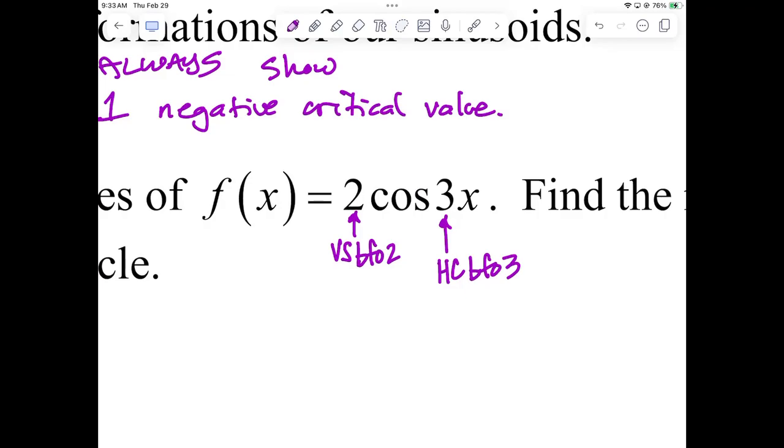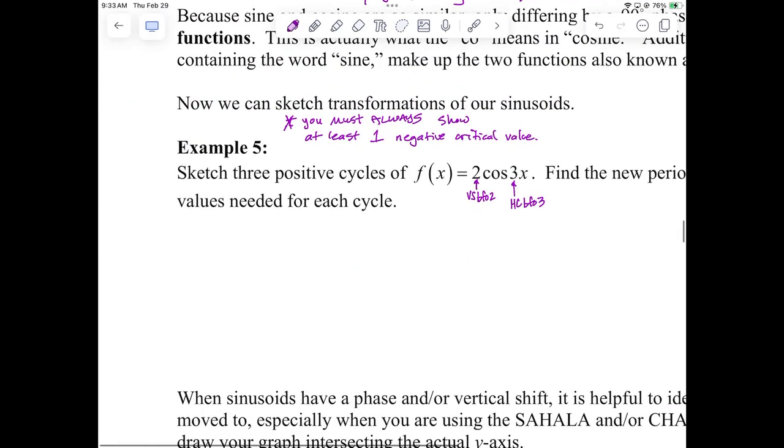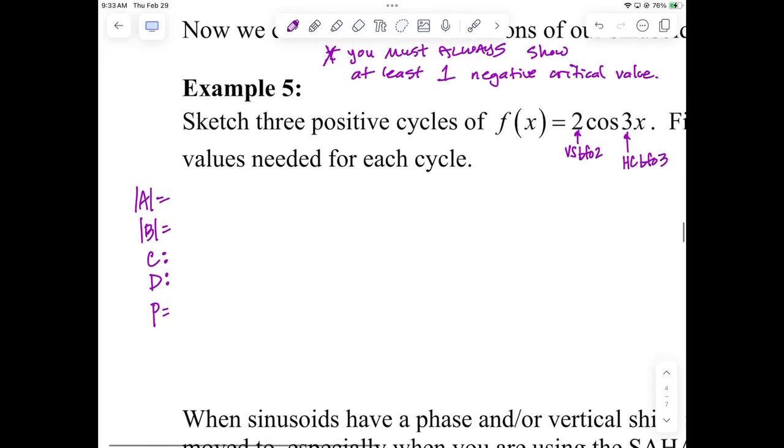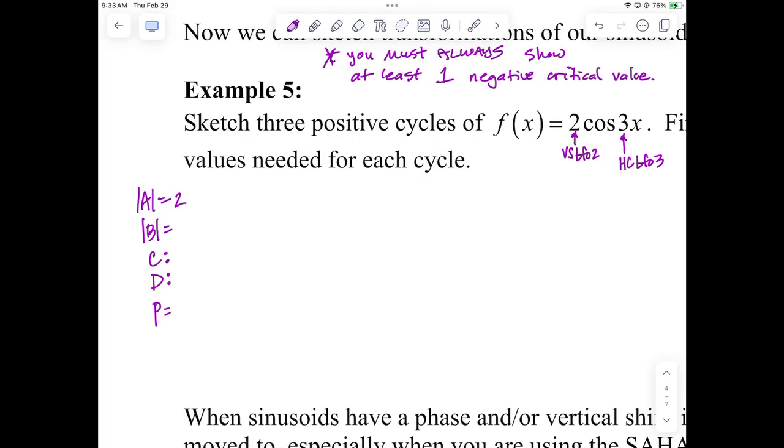But for this problem, they actually mean something different. Let's come over here and collect our information. A, B, C, D, and then P. On C and D, I don't put equal signs, I put colons. I'll show you why. What is the amplitude of this function? 2. That's the wave height, which means the graph is going to go 2 units above the sinusoidal axis and 2 units below.